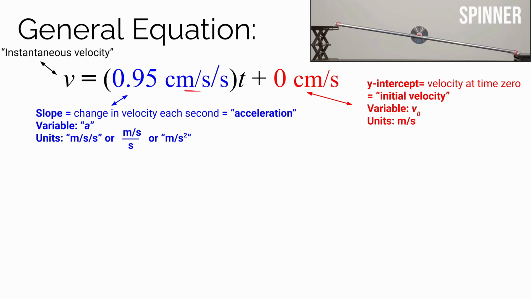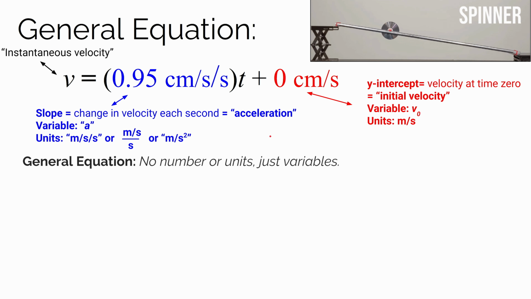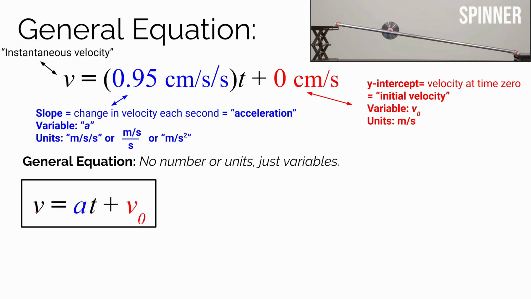So let's now replace the number and units for the slope and the y-intercept with the symbols which represent what they mean. So our general equation is an equation that includes just symbols. There are no numbers or units, just variables. And so it looks like this. Final velocity is equal to the acceleration of the object multiplied by time plus the initial velocity.